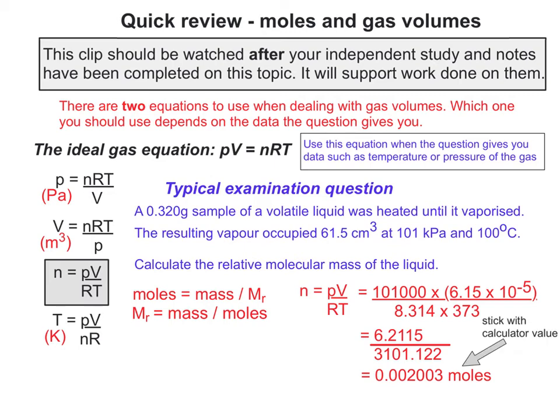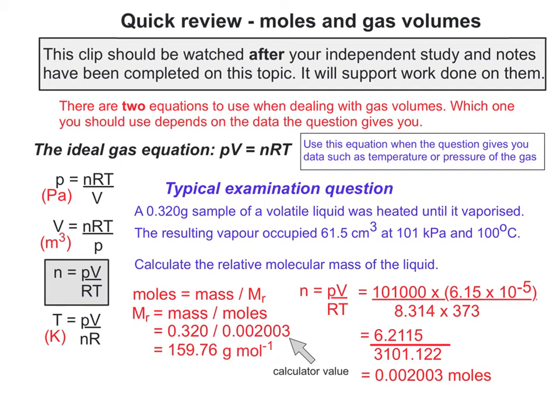So that gives us 0.002003 moles. So we have the mass, so now we can insert the numbers into our Mr calculation, which gives us 159.76 grams per mole to the minus 1. So you can see how in this way a question like this, which would be worth about 5 marks, actually gets you to do quite a lot of work. But provided you lay out your calculations and your workings along the way, you'll pick up marks as you go.